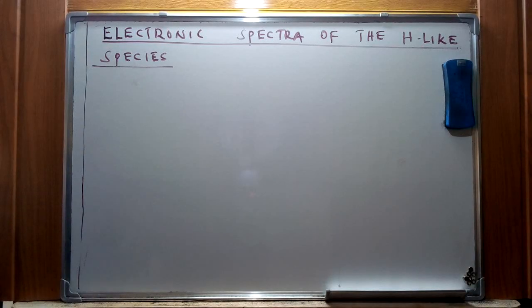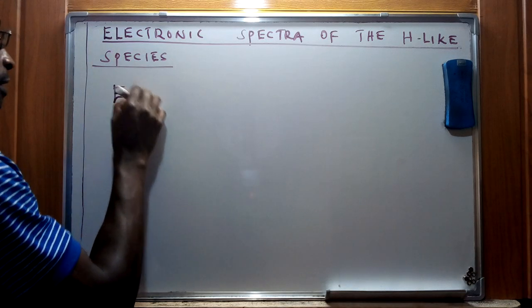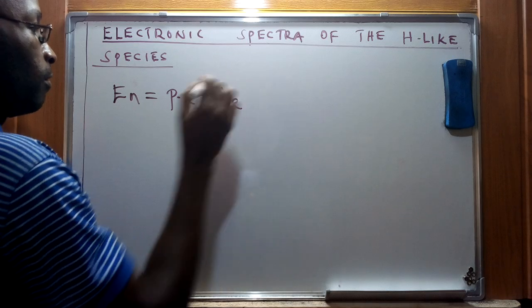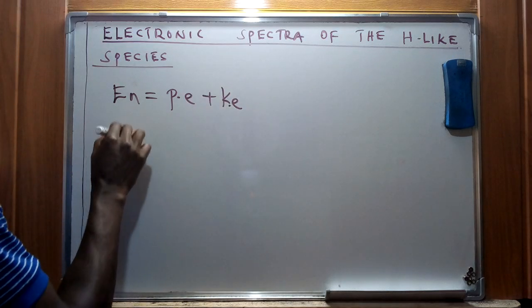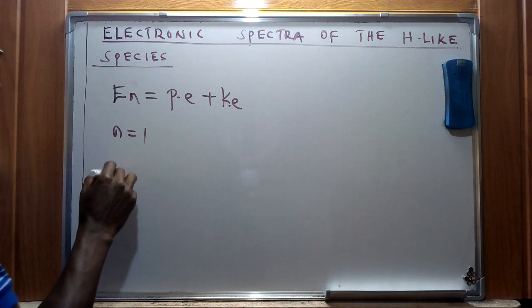Hi guys, in our previous video we looked at a way of describing the energy of an electron in a hydrogen-like species, and we gave an interpretation of this as the summation of the potential energy and the kinetic energy of that particular species, whereby we indicated that the value of n is equivalent to 1. So from this particular case we came up with a general formula for describing this specific energy.